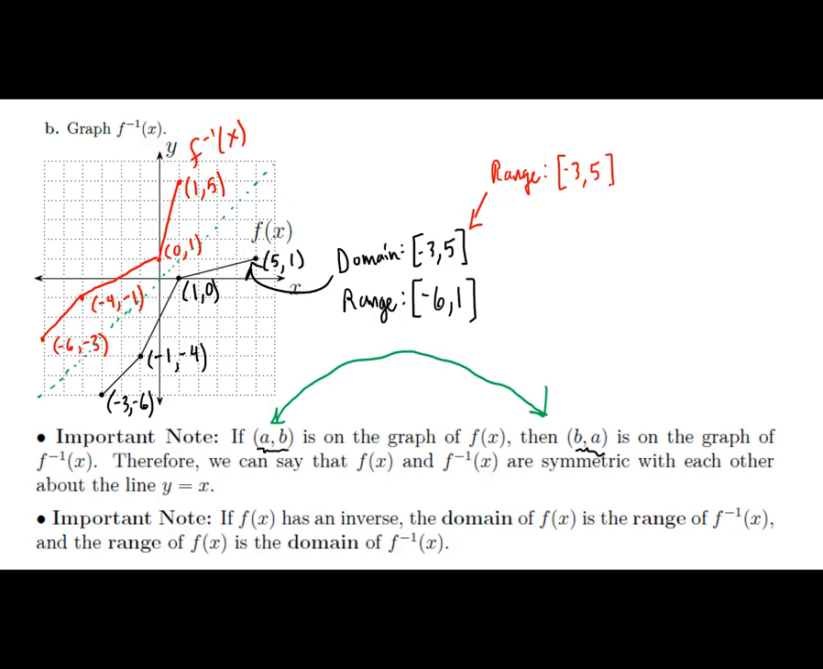That's the set of y values that it goes over, and -6 to 1 is the set of x values that the inverse function goes over. All right, so lots of important observations here about inverse functions and specifically their graphs.